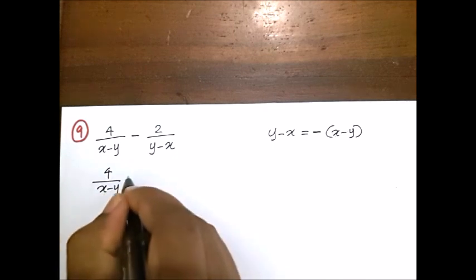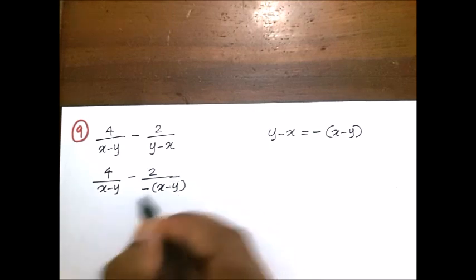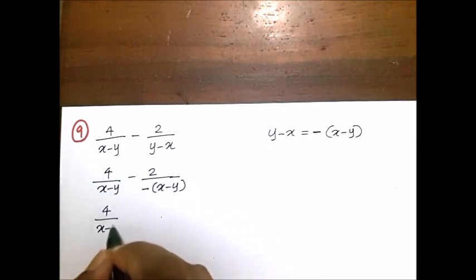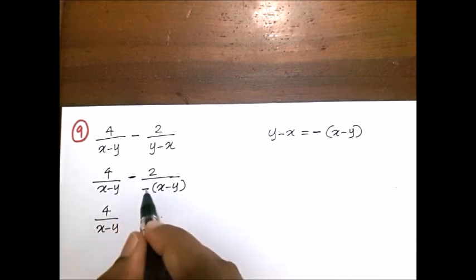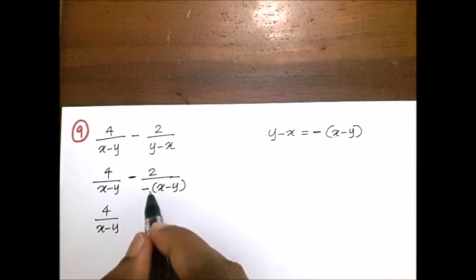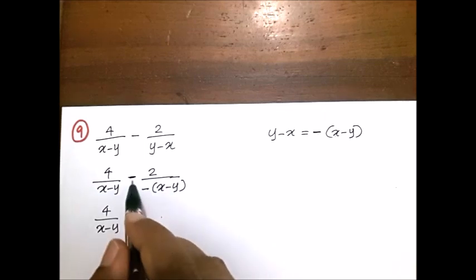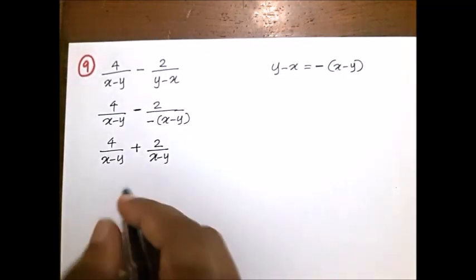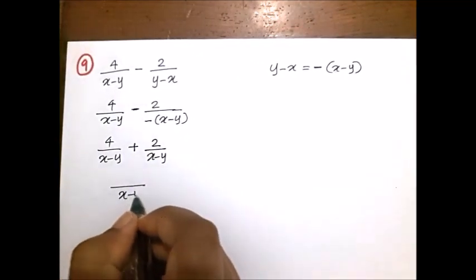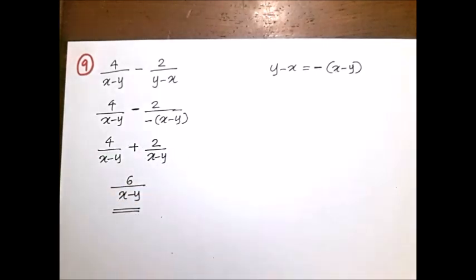4 over x minus y minus 2 over here, minus x minus y. First fraction is same. Then see here, minus 2 divided by minus 1. Here you can write number as 1. Minus 2 divided by minus 1, it becomes plus. Minus divided by minus, it is plus. So you can write this as 2 over x minus y. Now what is the common denominator? It is x minus y. You can add numerators. 4 plus 2, 6. This is the answer for 9th question.